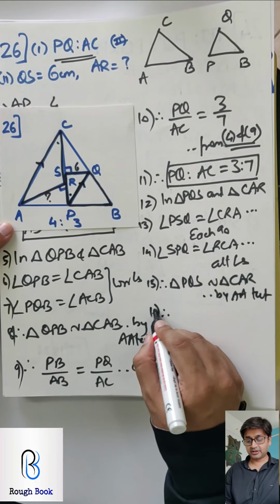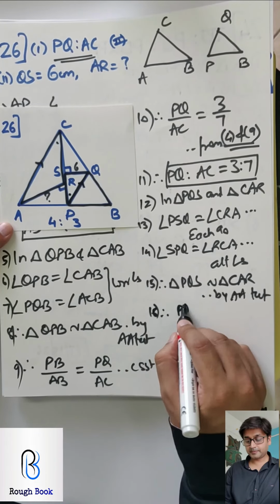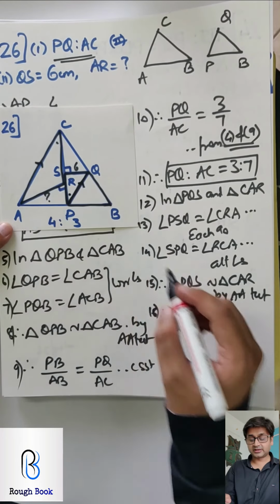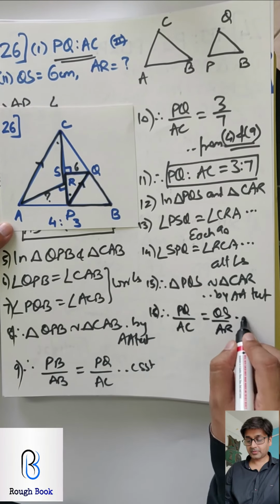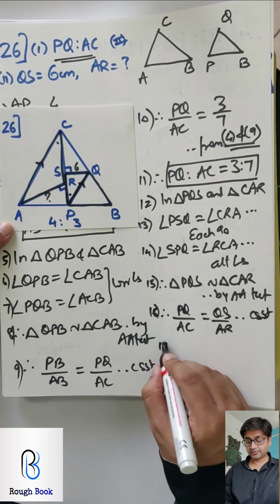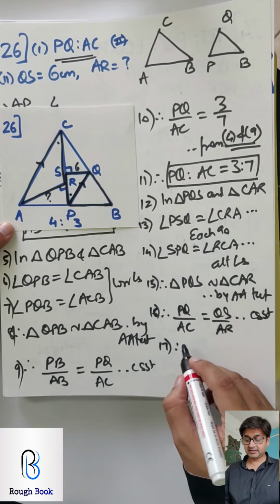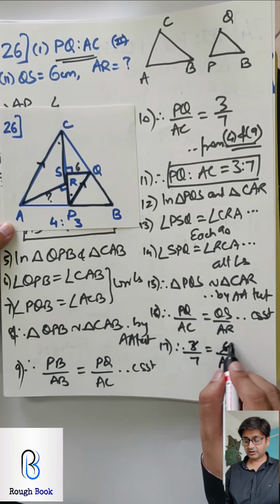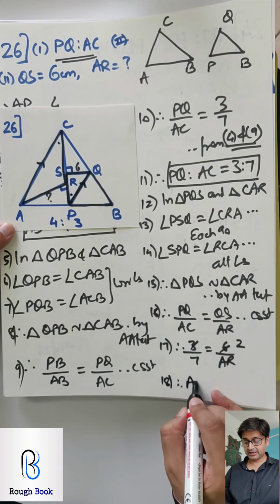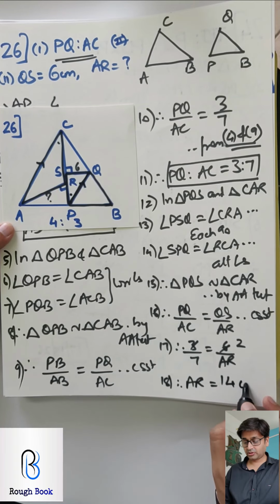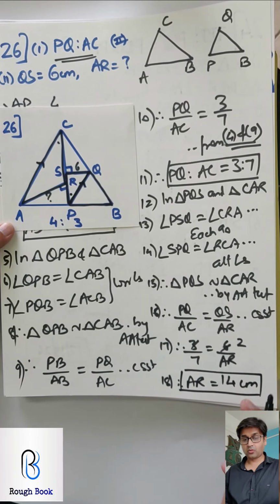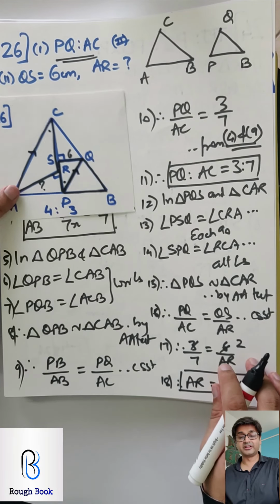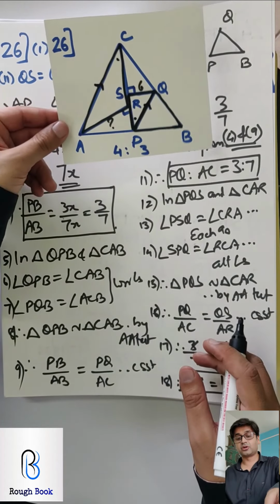Once the triangles are similar, therefore PQ upon AC equals QS upon AR, CSST. So substitute the values. PQ by AC is 3/7, QS is 6 upon AR, 3 ones are 3, 2s are 14, and finally I can say AR is equal to 14 centimeter. Wow, so we managed to get the second part. I was worried whether I will be able to fit it in this page. We managed. So that's your question.